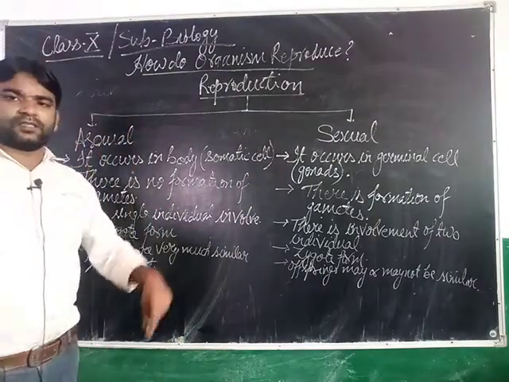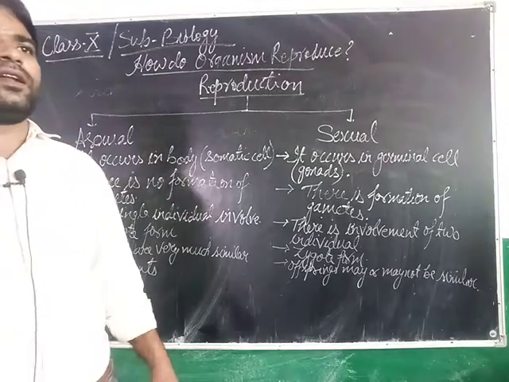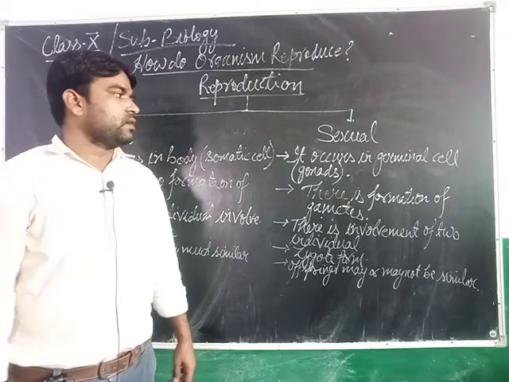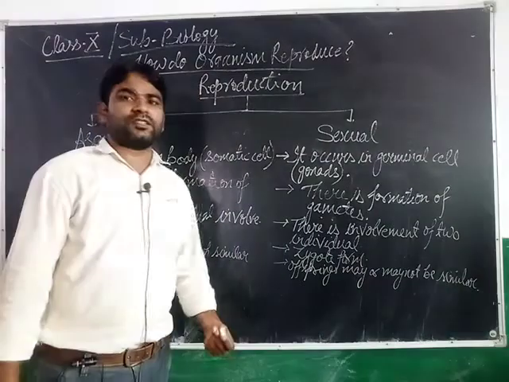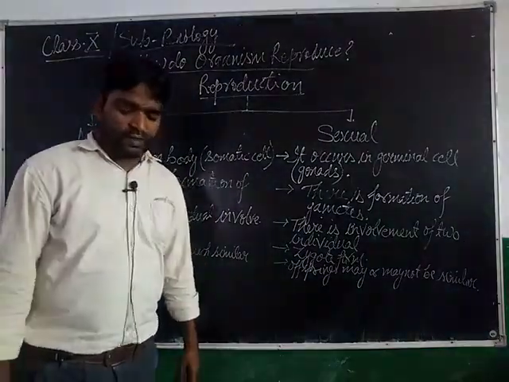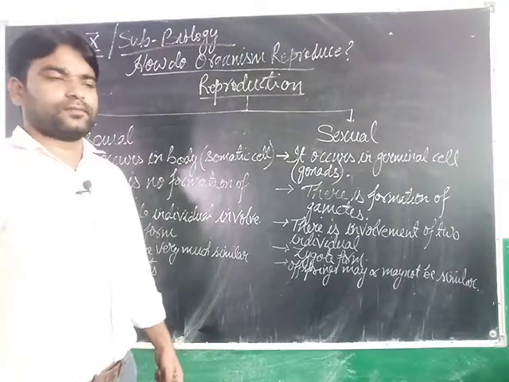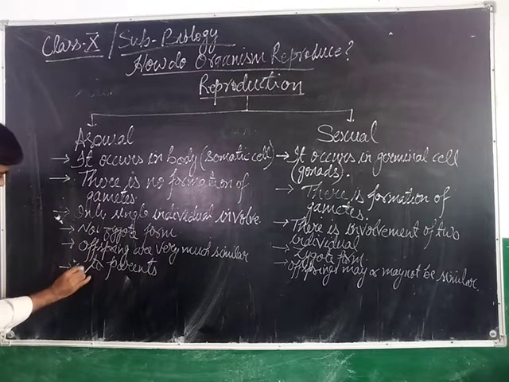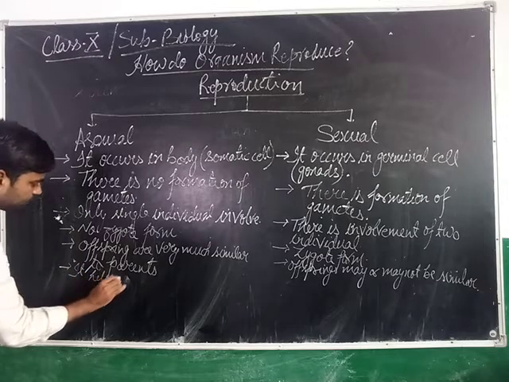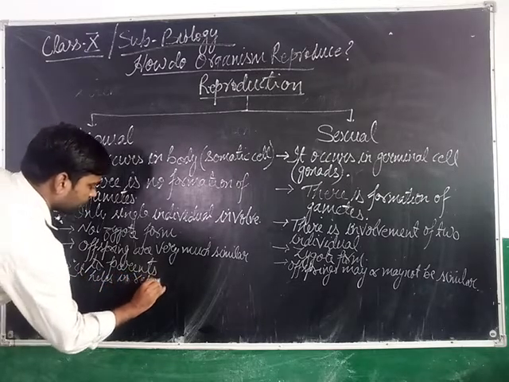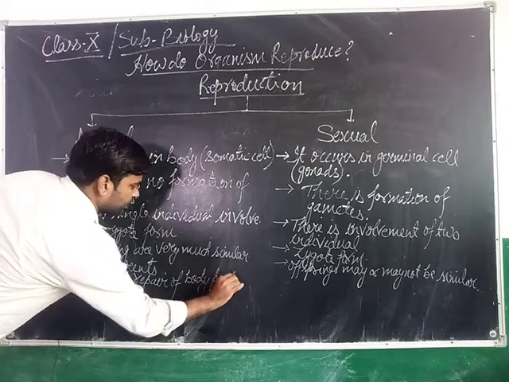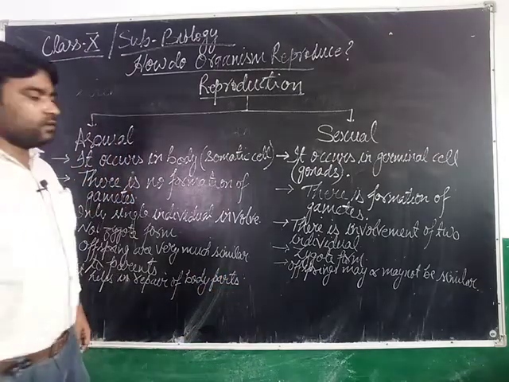This asexual reproduction helps in repair of the body parts, and this sexual reproduction helps in formation of the new individual. There is formation of gametes. Asexual reproduction helps in repair of body parts.